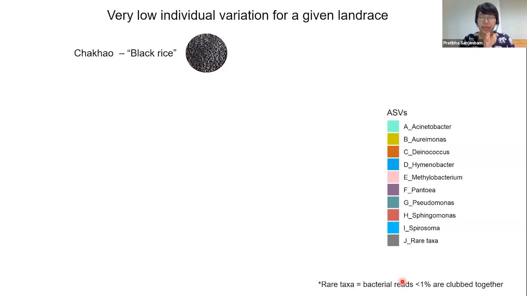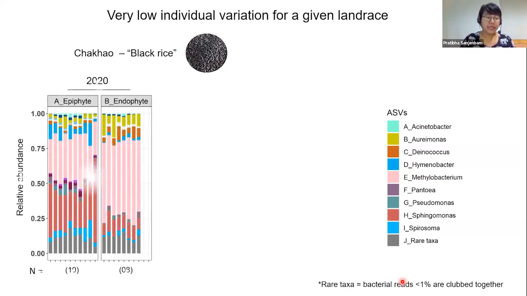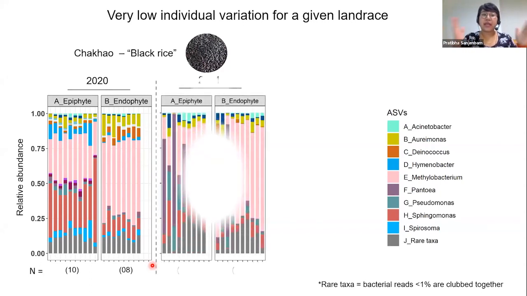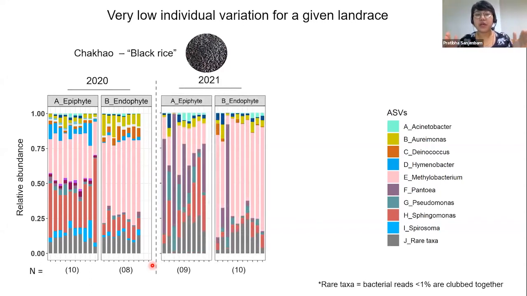So what do we find? On the x-axis, I have the number of plants that were sampled, and the y-axis is the relative abundance. It seems like in the epiphyte, we have more taxa compared to the endophyte. But the idea to highlight here is that there is very little individual variation to begin with for further analysis. Is that true for the remaining years? So I took another year, and it is quite consistent for a given landrace and for a given time.